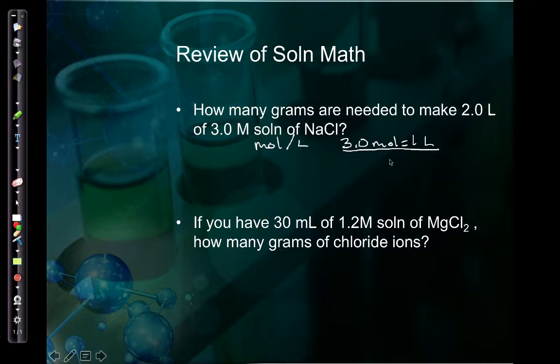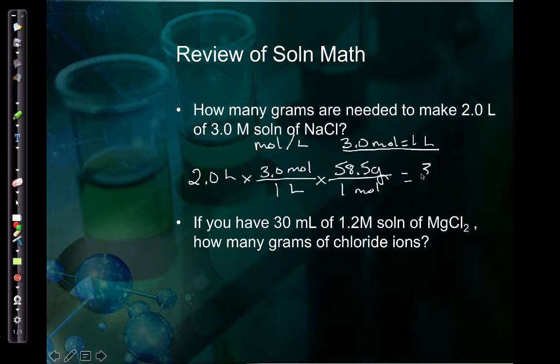So we're not starting with the molarity. The molarity is a conversion factor. You start with the 2 liters. There are 3 moles for every 1 liter of solution, and then for every 1 mole of sodium chloride, that weighs about 58.5 grams. That's from the molar mass. If I do that math, I'm going to get 351 grams.